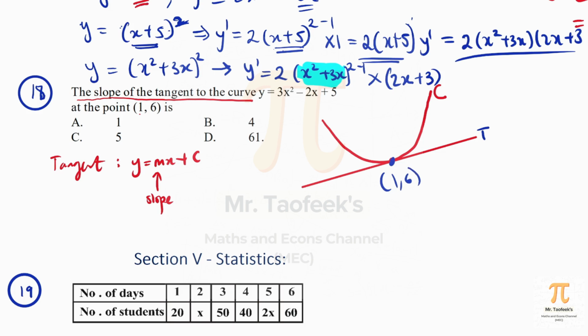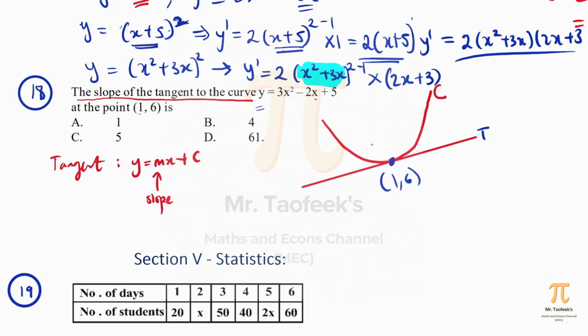Now that we have this information, how do we calculate the slope? To find the slope of the tangent, we have to find the slope of the curve at this point (1, 6). The slope of the curve at the point (1, 6) is also the same thing as the slope of the tangent at that point. That's something you need to know.